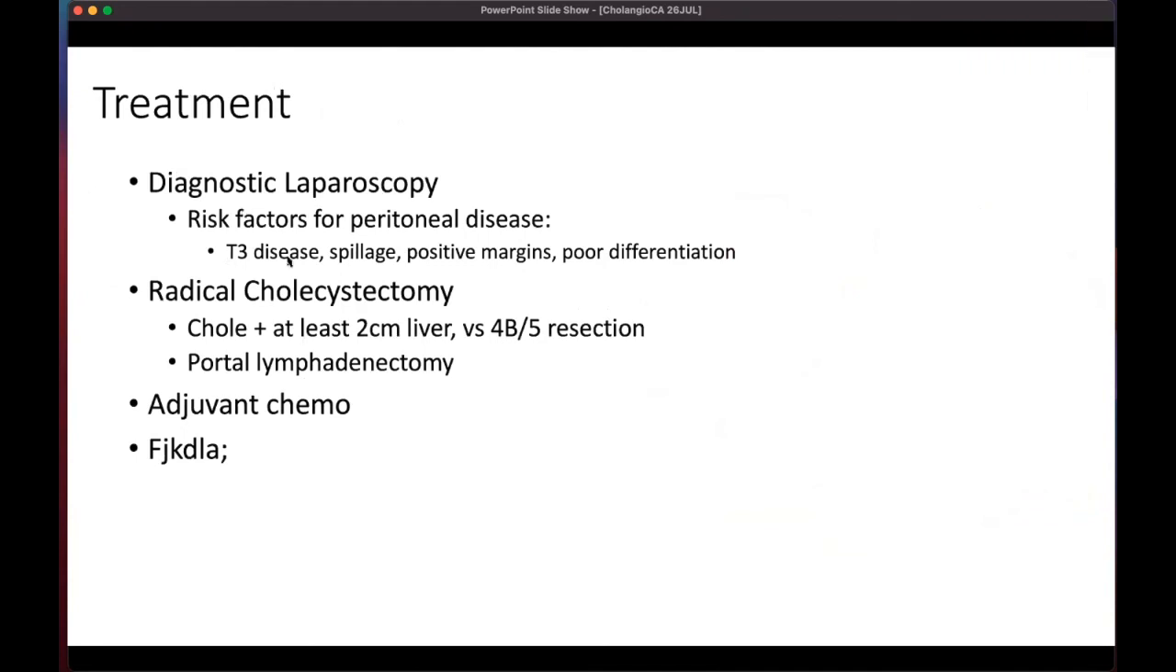Always do a diagnostic laparoscopy. These are the risk factors for peritoneal disease. Peritoneal disease is super common in gallbladder cancer. I think I never actually did a radical chole for gallbladder cancer in fellowship. I think I went to the OR with 4 or 5 and they all had peritoneal disease. So definitely do a diagnostic laparoscopy before you make a big whack in these patients.